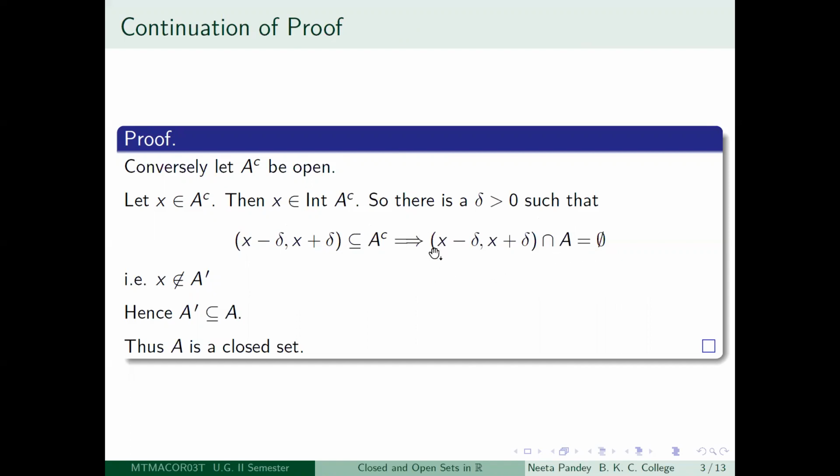But that means what? That you have found at least one delta neighborhood of x which does not intersect A at all. So that means that x is not a limit point of A. x was an arbitrary point of A complement. You showed that it cannot be a limit point of A. So if anything is a limit point of A, it has to be an element of capital A. It cannot belong to A complement. So you get that the derived set of A is a subset of A, and that is the definition of a closed set. So A is a closed set.